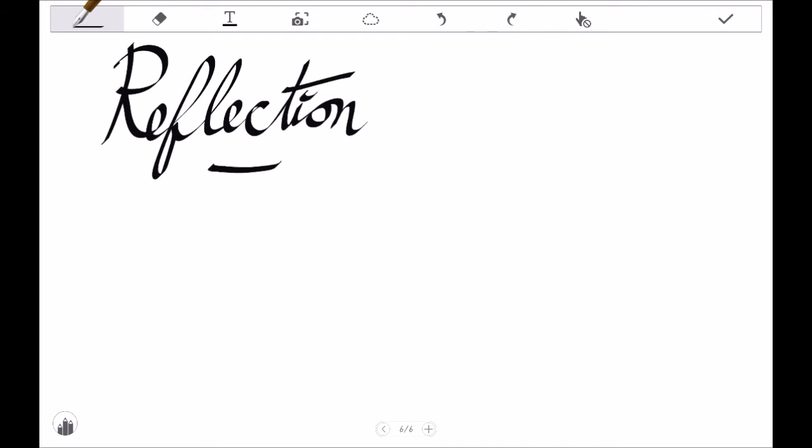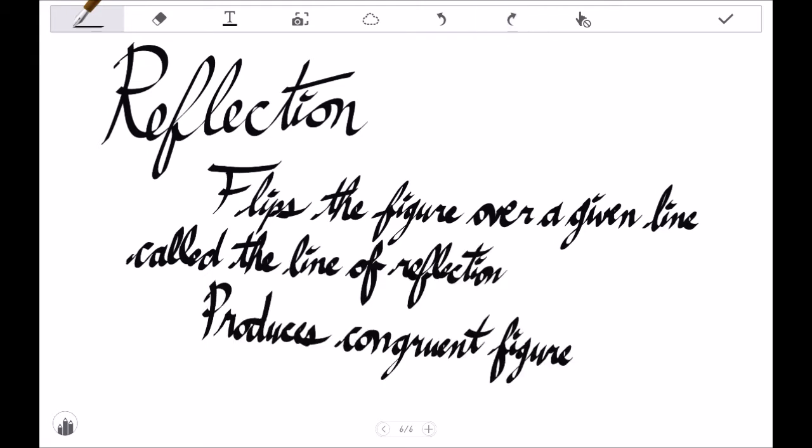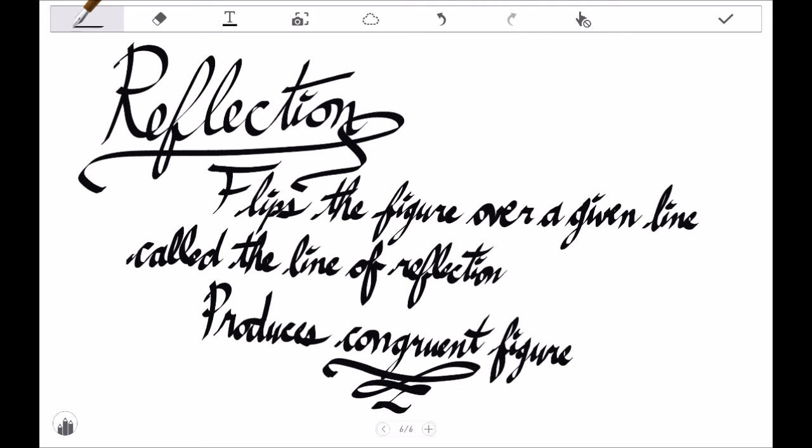2. Reflection. Reflection is a transformation which flips the figure over a given line. We call this line the line of reflection. Reflections will produce shapes that are congruent.